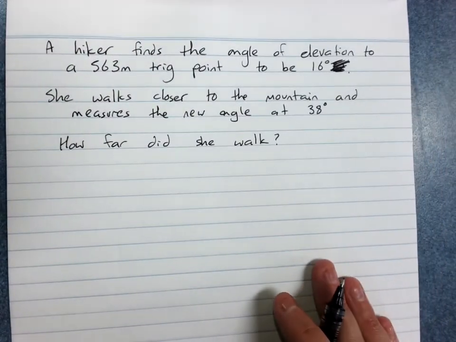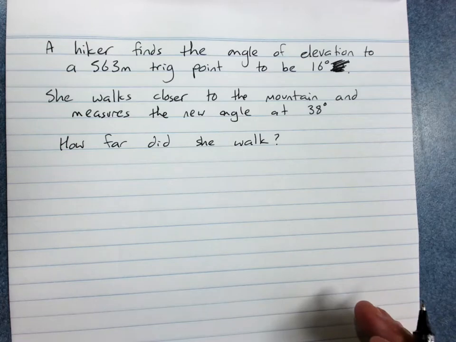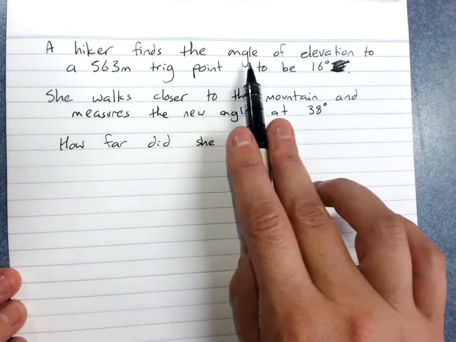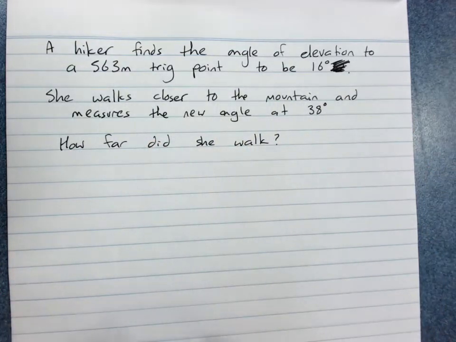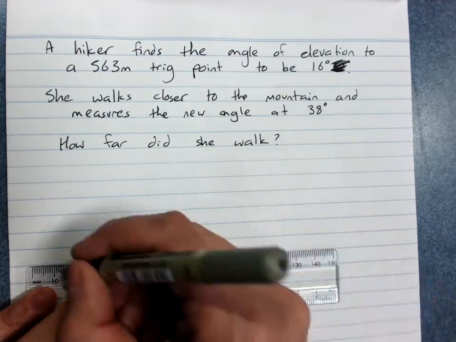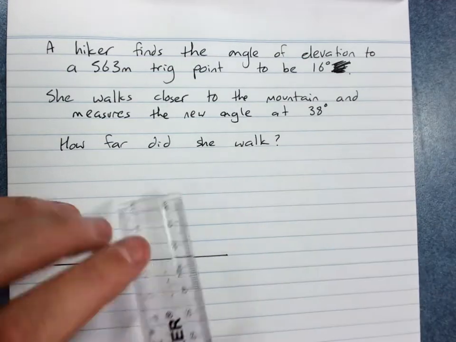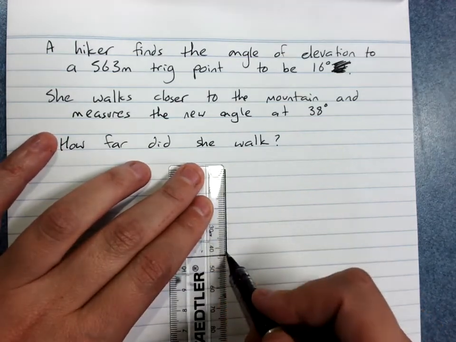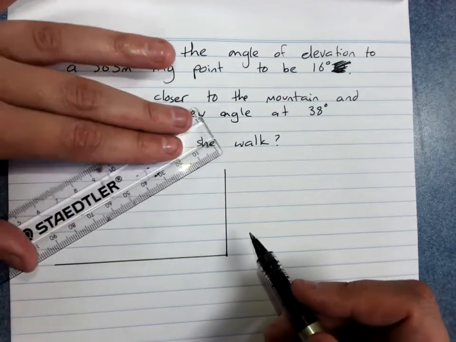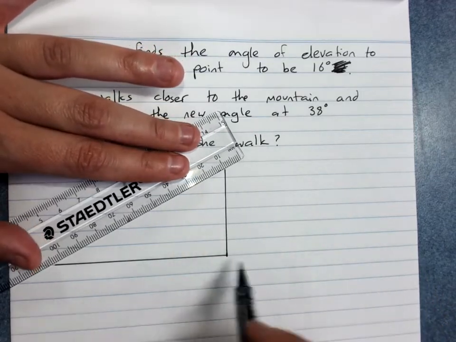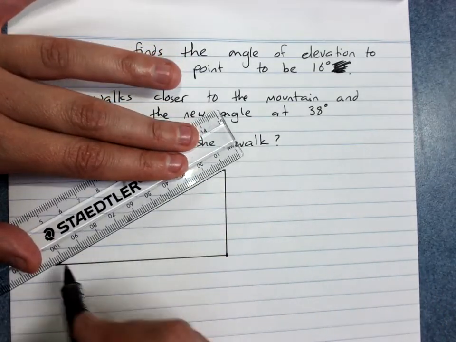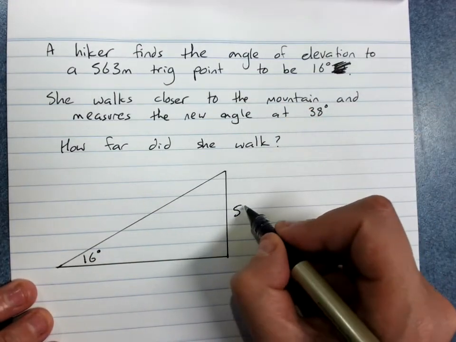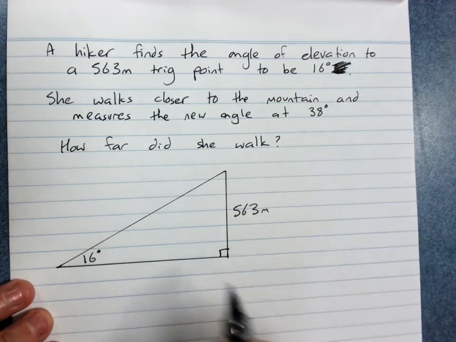Another standard type of question is two different observations of the same thing. A hiker finds the angle of elevation to a trig point to be 16 degrees. You always assume that you're walking on the horizontal unless otherwise told. So if it was she ascends a slope, then you're going up a slope, otherwise you're walking on the horizontal. So she measures this at 16 degrees, and it is a 563 metre high trig point.